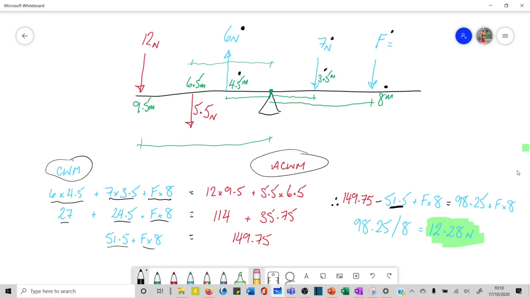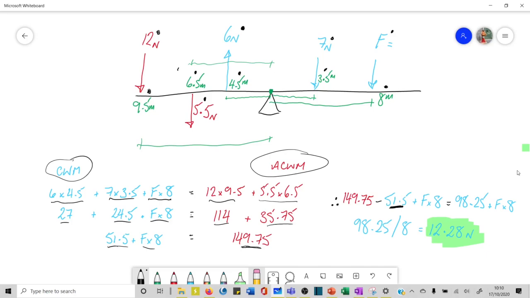And then the anti-clockwise moments, we've got force times distance here, so 12.95. I've got this the wrong way around here. Let me get this the right way around. Oh, I did have it the right way around. Sorry, I did. So it's 5.5 times distance, which is 6.5, and we can see that's that one there. That's force times distance, and then we've only got the 2 on there. So 12 times 9.5 equals 114, and 5.5 times 6.5 equals that. So that's our total there.